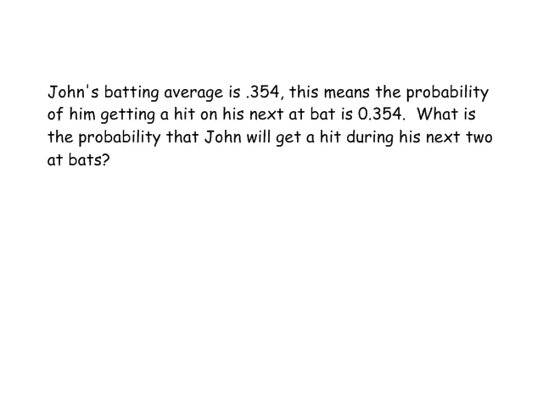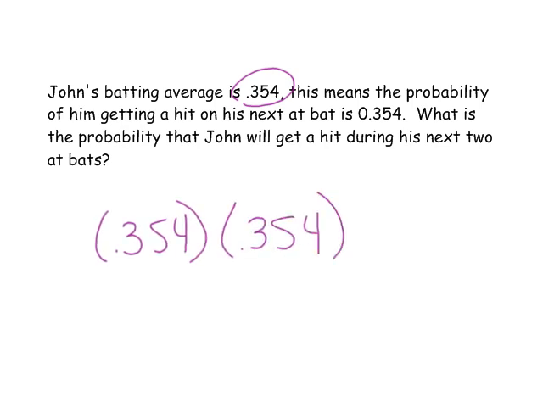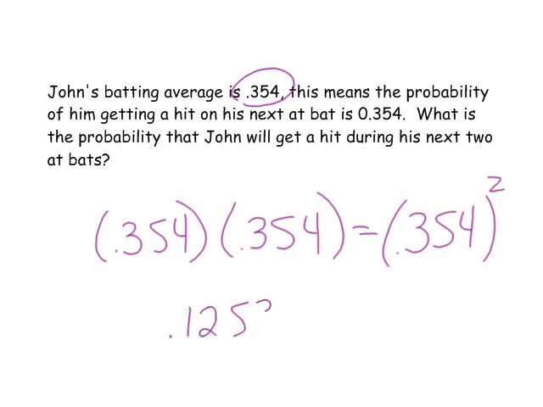So the probability he gets a hit is .354. So the probability the first one is a hit is .354, and the probability the second one is a hit is also .354. We could also write that as .354 squared. When we multiply that out, we get 0.125316, which is about 12.5%. That's the chance that his next 2 are going to be hits.